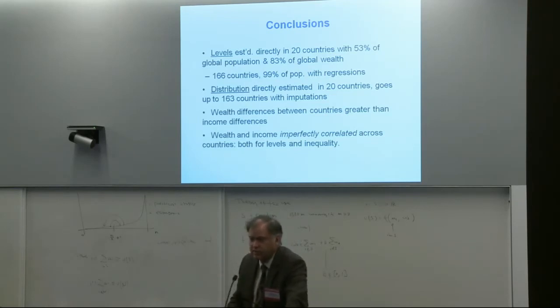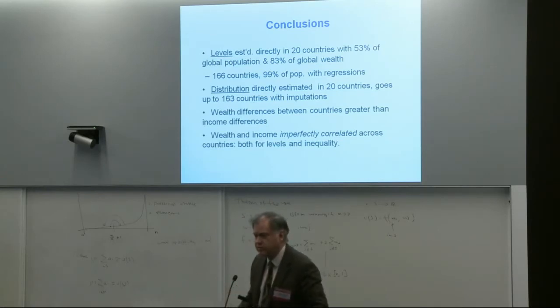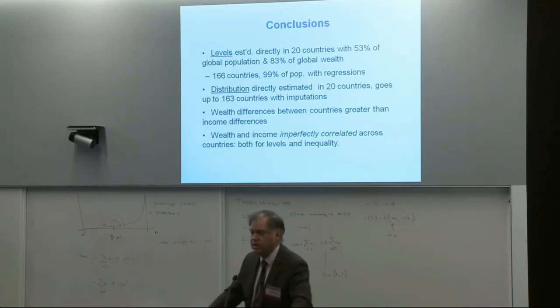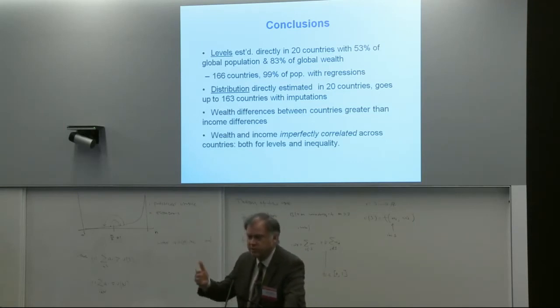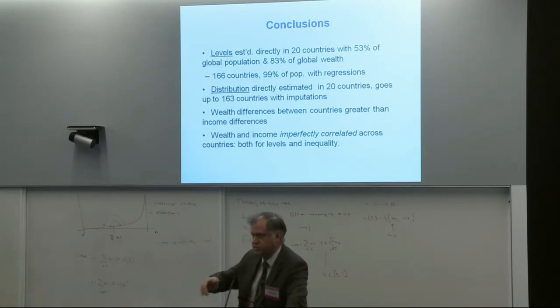Half of this is sort of about methods. The last two bullets, first of all, wealth differences between countries are greater than income differences. And second one, that wealth and income are imperfectly correlated across countries. So wealth and income are really two different things. I didn't get a chance to talk about this aspect very much, but for example, the general rule is the wealth to income ratio is higher in more developed countries, but the Nordic countries are an exception, right? They have a surprisingly low wealth to income ratio.